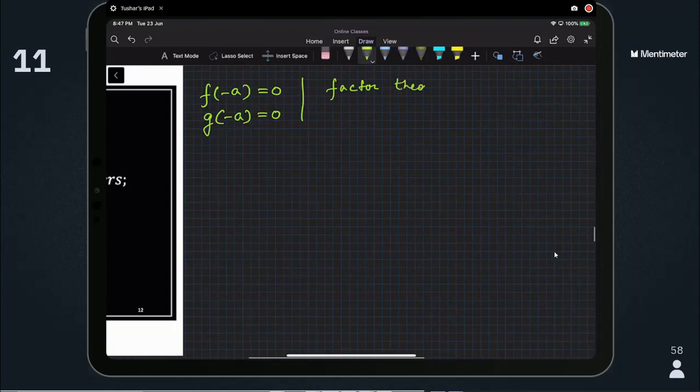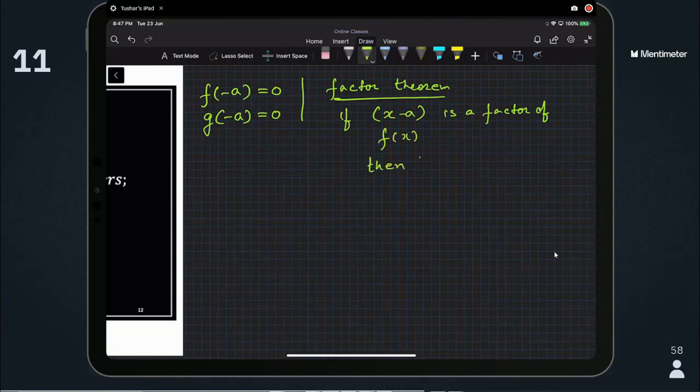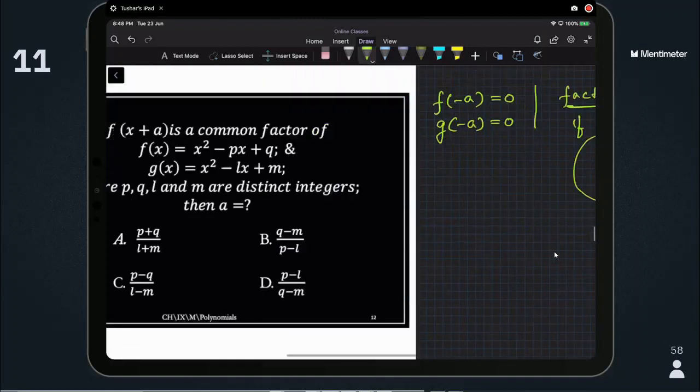Factor theorem. If X minus A is a factor of f(x), then f(A) is 0. Yes or no? Right? So if instead of X minus A, X plus A is a factor, then f(minus A) will be 0. Is that understood, Dhruv? Clear? Or any doubt? So f(minus A) is 0, g(minus A) is 0.